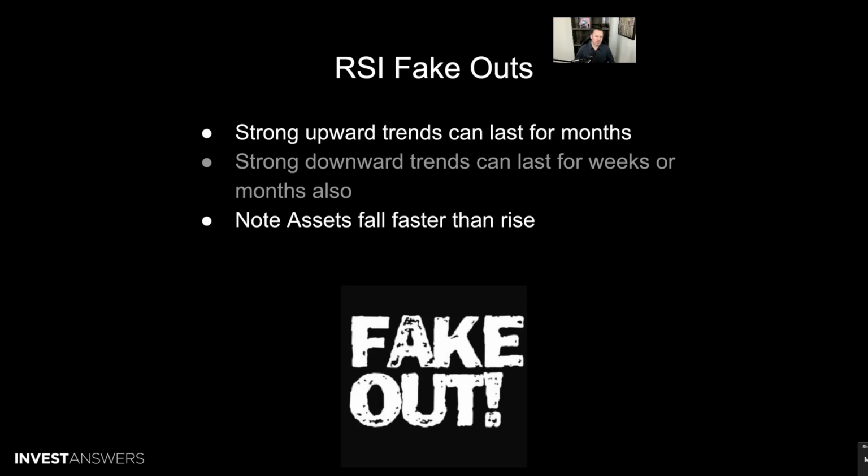The second thing is strong downward trends can last for weeks or months. Upward trends can last for months or hours or days, but typically things tend to fall faster than they go up. So always remember that as well. It's just a trading rule of thumb. Things tank quicker than they float up into the heavens. So beware of the fake out.